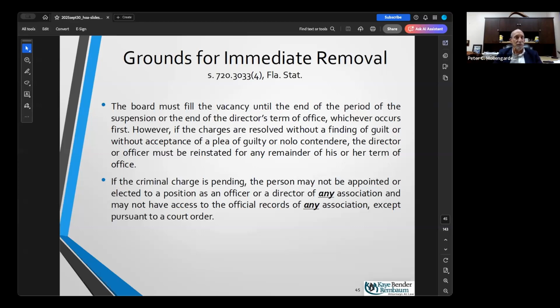If the criminal charge is pending, the person may not be appointed or elected to a position as an officer or director of any association, not just this one, any association, and may not have access to the official records of any association except pursuant to a court order.